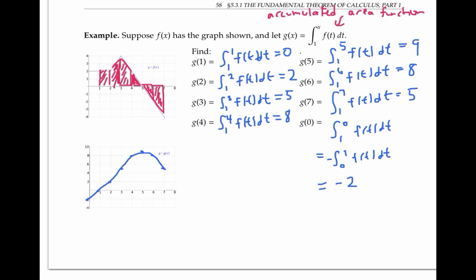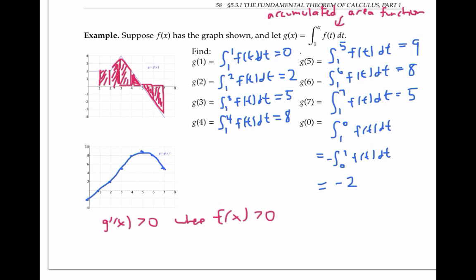Now let's think about the derivative g prime of x. We know that g prime of x is positive where g of x is increasing. But g of x is increasing wherever we're adding on positive area, that is, when f of x is positive. So we have that g prime of x is positive where f of x is positive.